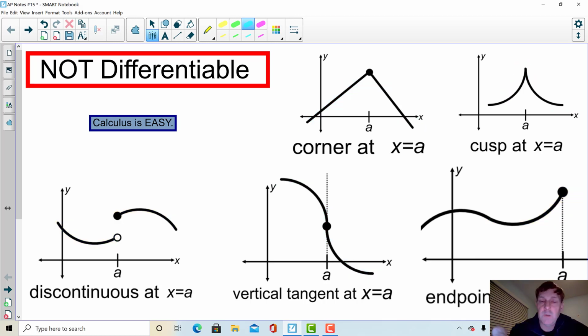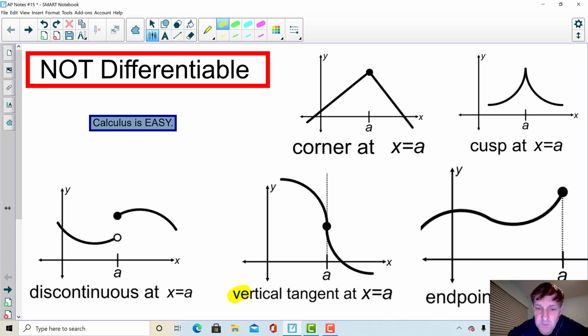The first one, you have this sharp corner. It looks like the slope from the left is 1 and the slope from the right is -1. So at that spot, the slope does not exist. So we'd say when x equals a, the function is not differentiable. Okay, that one was a corner. This one over here is called a cusp. You can see that it's approaching infinity from the left. The slope is approaching -infinity from the right. So when x is equal to a, we would have to say that the slope does not exist.